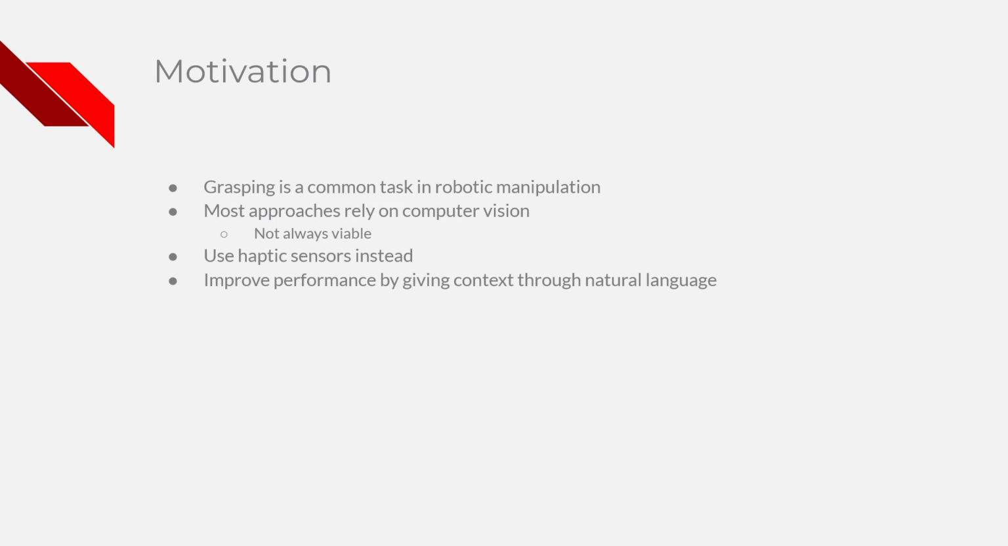Instead of relying on vision, we use haptic sensor data as an alternative sense we can equip our robot with and combine it with context knowledge. This context knowledge is extracted from natural language prompts, which might be provided by human cooperators or instructors.